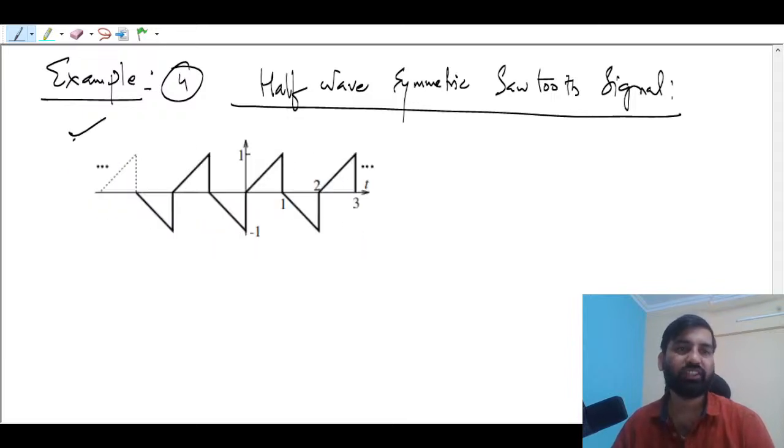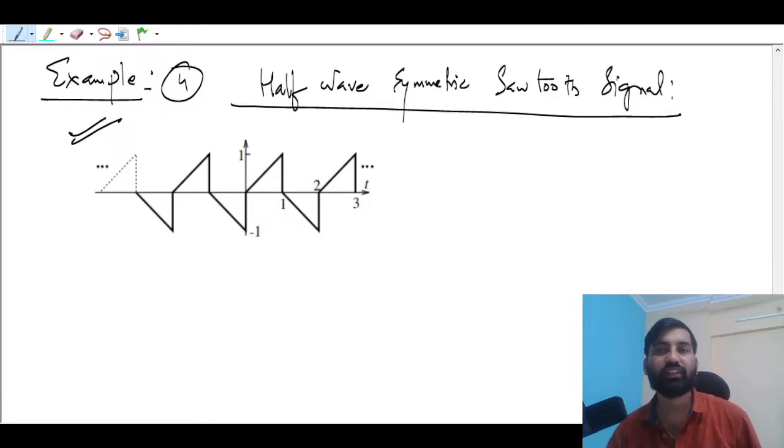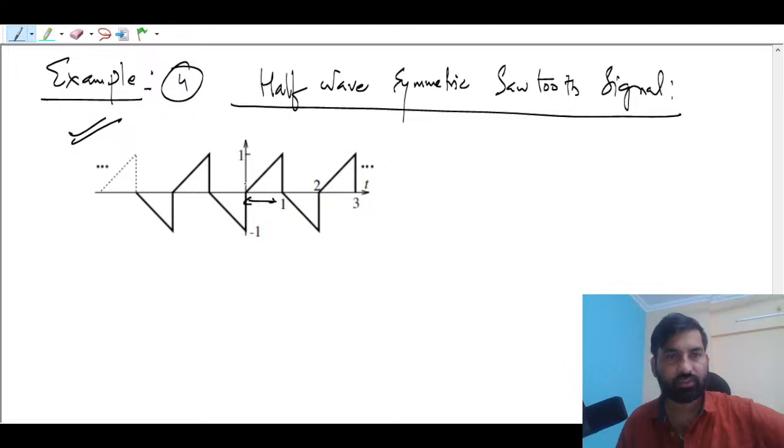So the moment you see this kind of a signal in your exam, right? It looks like a sawtooth, but it is half wave, right? For half the period, this is the one. For the next half this is -1, right? So that's what you have to understand.